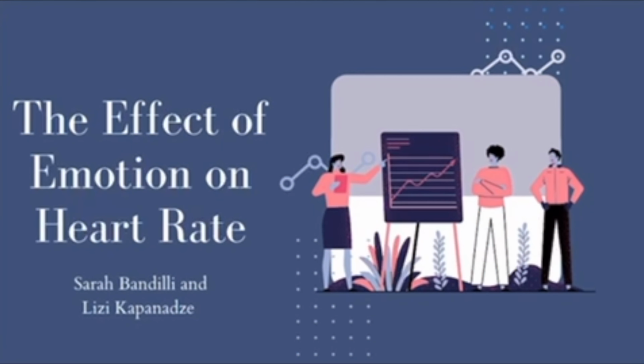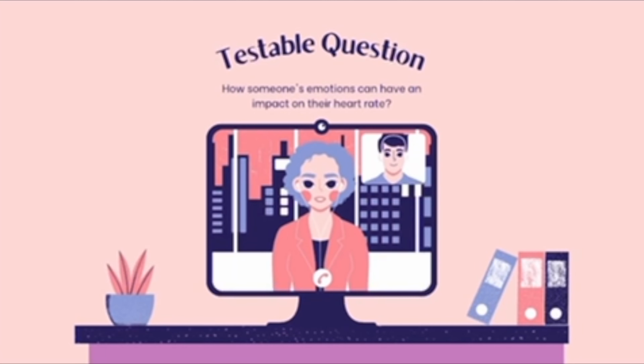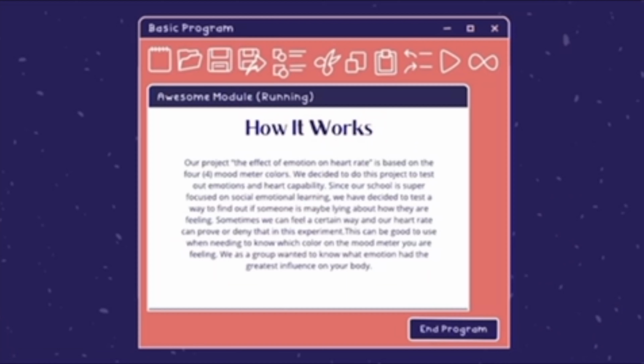The effect of emotion on heart rate. The testable question is how someone's emotions can have an impact on their heart rate. In this experiment, we decided to test the 4 mood meter colors, which are yellow, red, green, and blue, and see how they impact the heart rate. We decided to do this experiment because we know our school is mainly focused around social and emotional learning, and we think it would be a great way to see how it impacts us throughout our day.